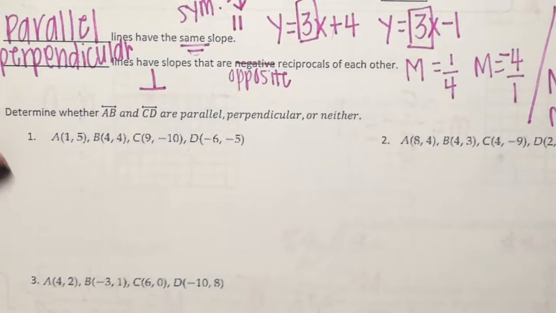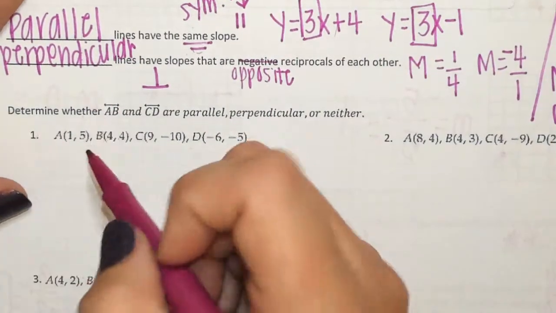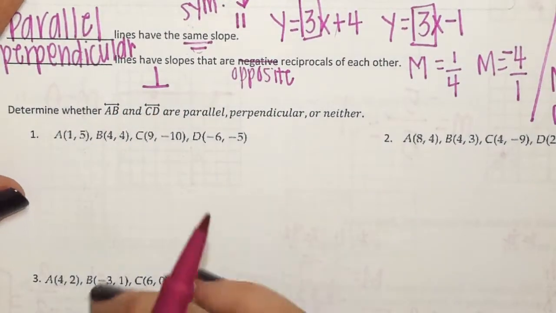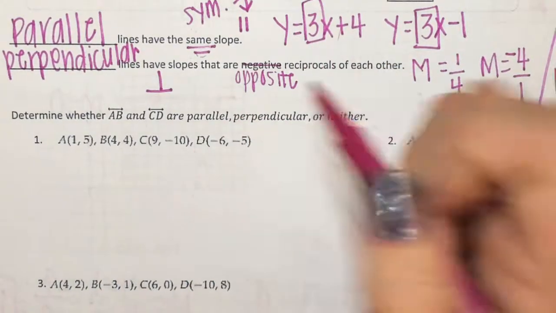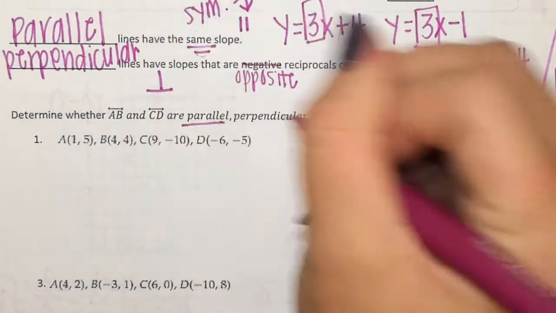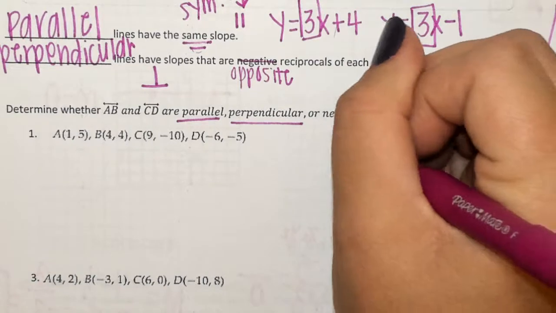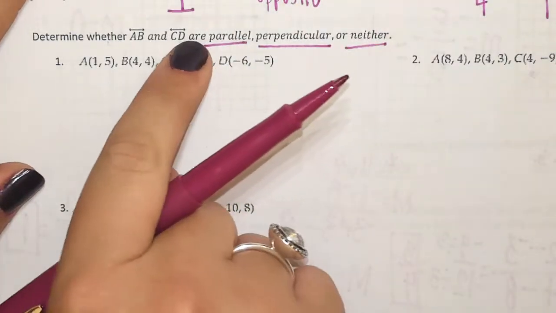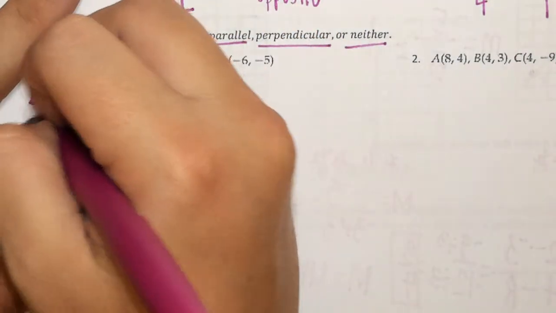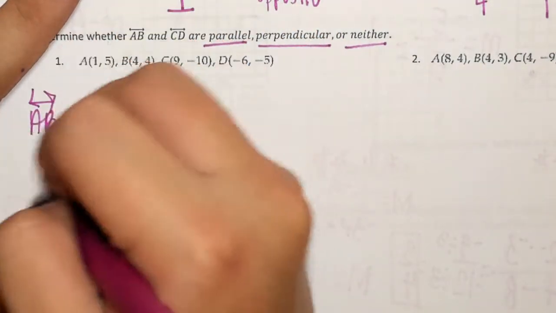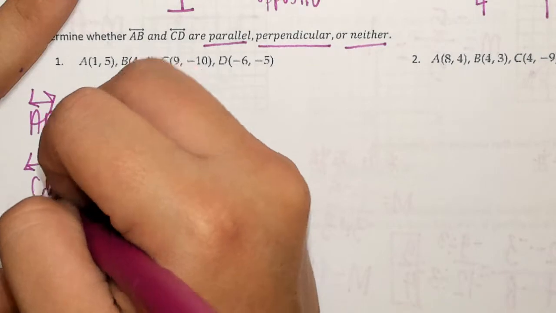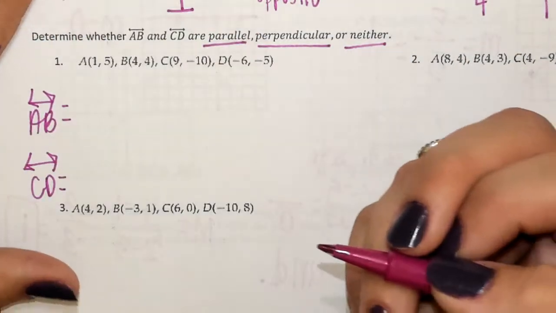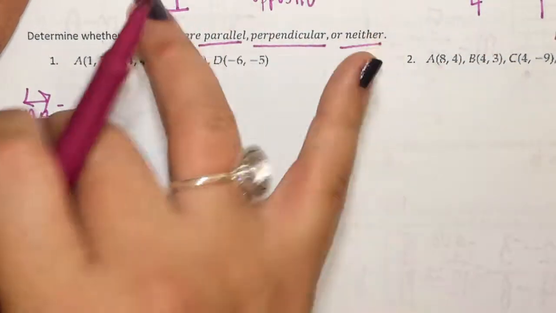Okay, these 3 problems, and we're done. Here's the problem. You have to determine whether they are parallel, perpendicular, or neither. And you have 2 sets of lines. You have line AB and line CD. So what you have to do is find the slope of AB and the slope of CD and look at their slopes. So you have to do the slope formula twice for each one.